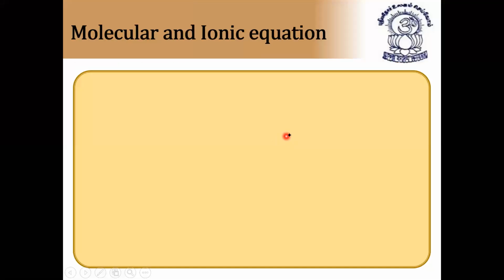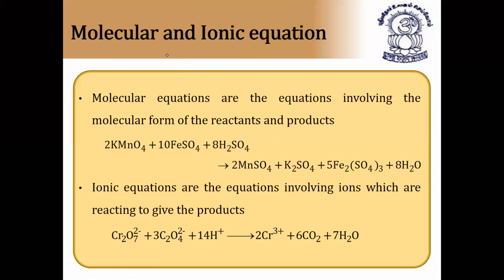Let us see now molecular and ionic equations. So what is this? Molecular and ionic equations. Molecular equations are the equations involving the molecular form of the reactants and products. So example, potassium permanganate combines with iron sulfate, that is ferrous sulfate, to form ferric sulfate, potassium sulfate, manganese sulfate, and water. Ionic equations are the equations involving ions which are reacting to give products.